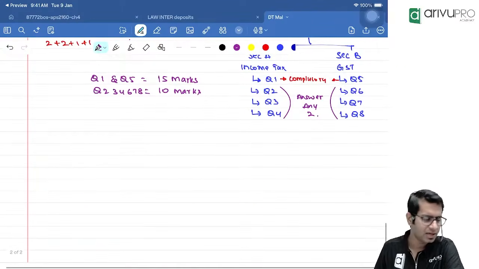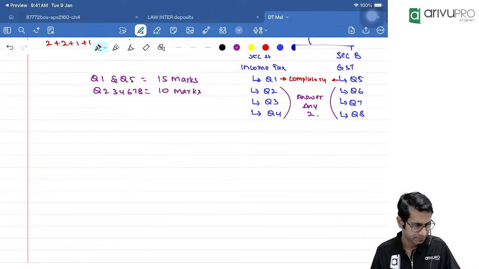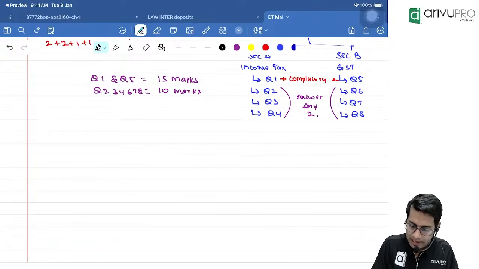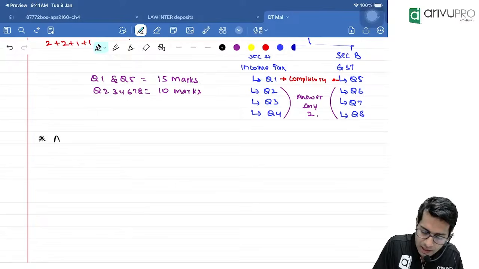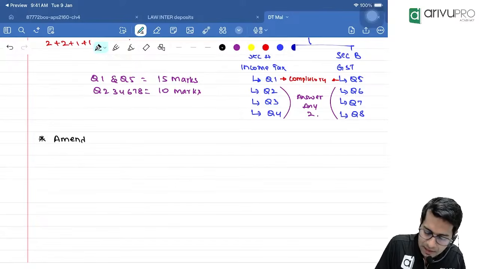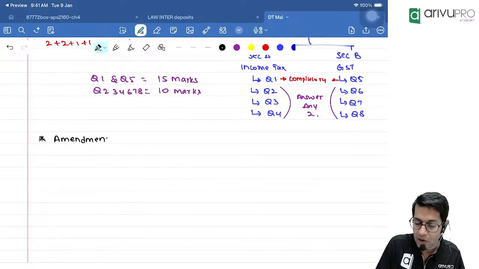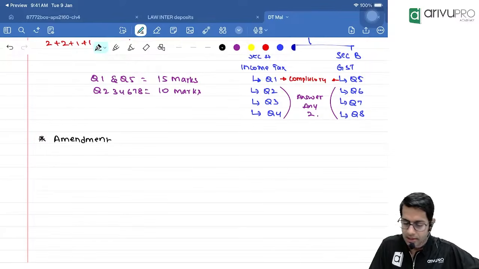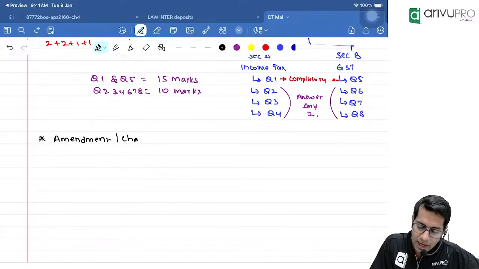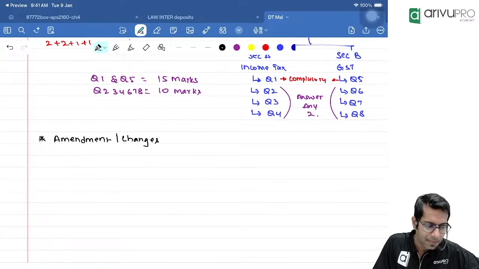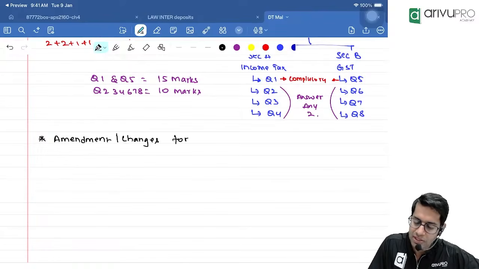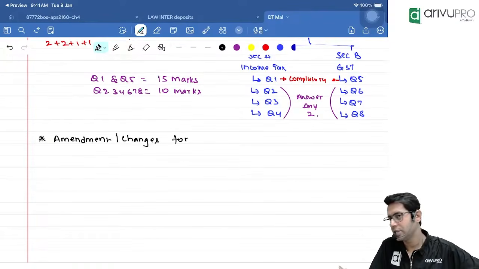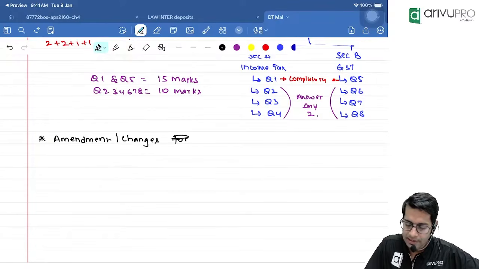Now one general question which students normally have. What question do we normally have, sir? Sir, what about amendments, sir? Sir, tax is a paper which will keep on changing. What about those changes, sir? Do I have to study those changes? What are the changes which will be applicable for my examination?